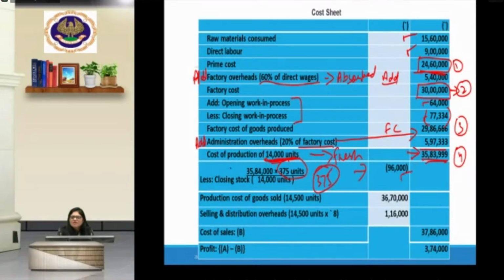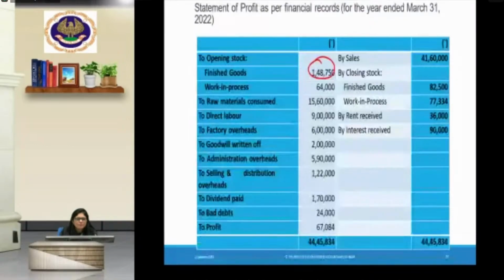So this is the value of the closing stock and production cost of goods sold. So the cost of goods sold is 3670. So we actually added 35,83,999 plus opening. Opening stock is missed here. You have to add the opening stock of finished goods.